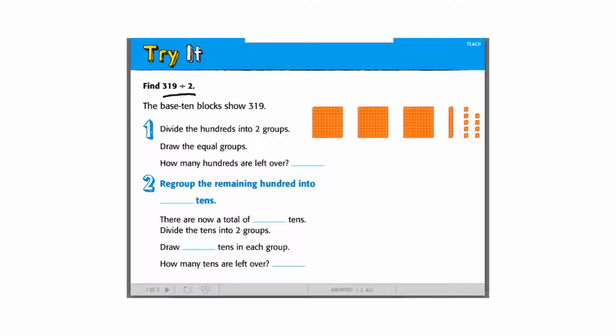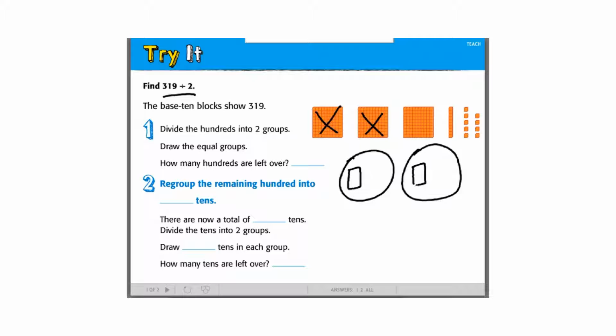So if I have 2 circles down here, because I'm dividing by 2, they've already made for you what 319 would look like. Remember how you start with the biggest number, which in this case are the 100 blocks. So I'm going to put this 100 block here and this 100 block here. Now I have another 100 block, but I don't have any more circles. So what am I going to do with the 100 block? Nolan, what would I do with the 100 block? You turn it into 10 long ones.